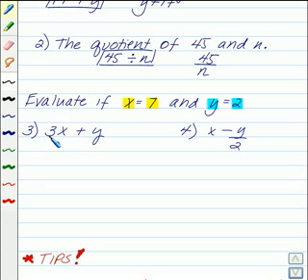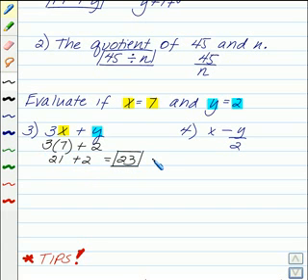So number 3, we have 3x plus y. That means 3 times x plus y. So the first thing we need to do is substitute in for x and y. And we just substitute in their numbers. 3 times, since x is 7, we have 3 times 7 plus y, which is 2. So we substitute in our numbers, and now we use the order of operations to solve. 3 times 7 is 21, and 21 plus 2 is 23. And that's the value of that expression.